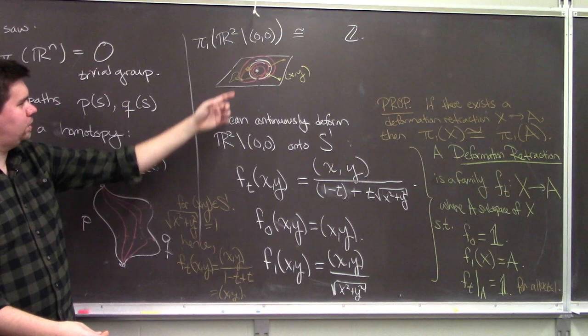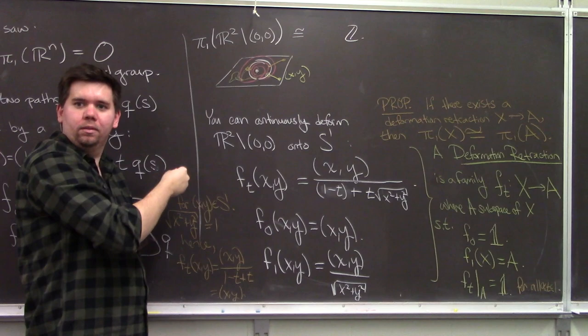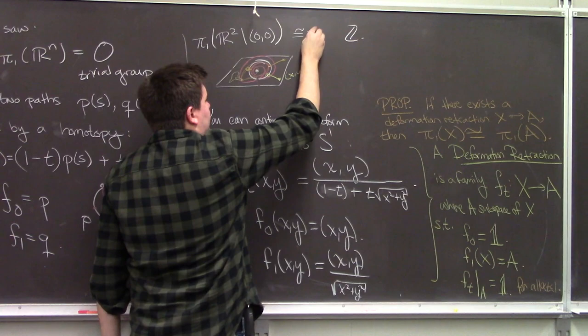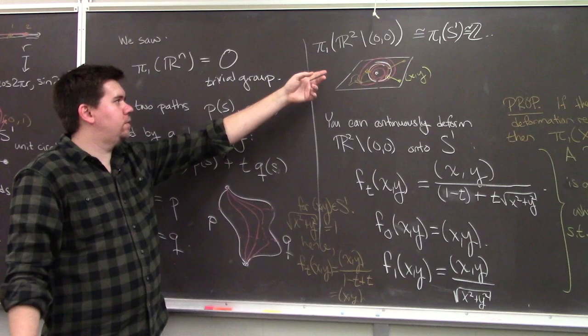And we kind of see that. Like this crazy red loop that went out and around this point three times and came back would just map onto some loop that goes around the circle three times. So this is just a way of making precise what you already figured out intuitively, which is that this space behaves in the exact same way as the circle, so it should have the same fundamental group, Z. It's saying that anything that retracts onto a circle behaves like it.